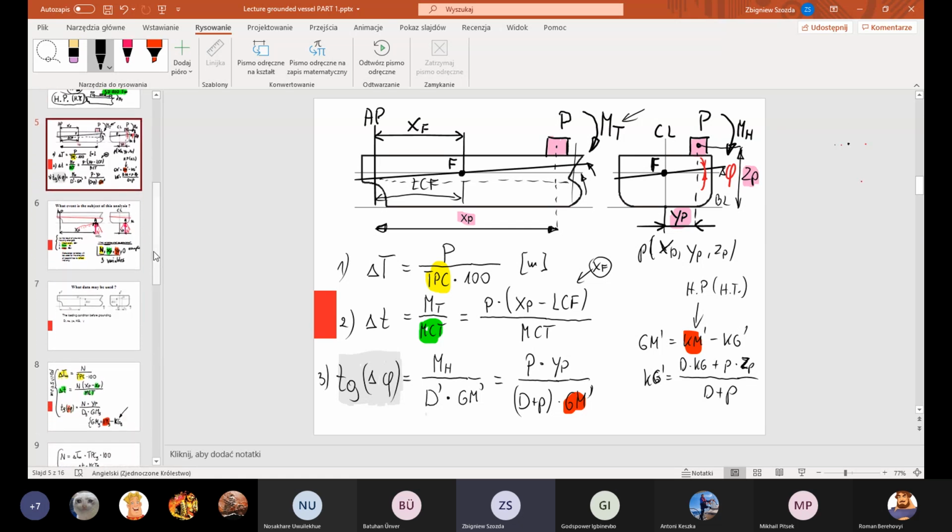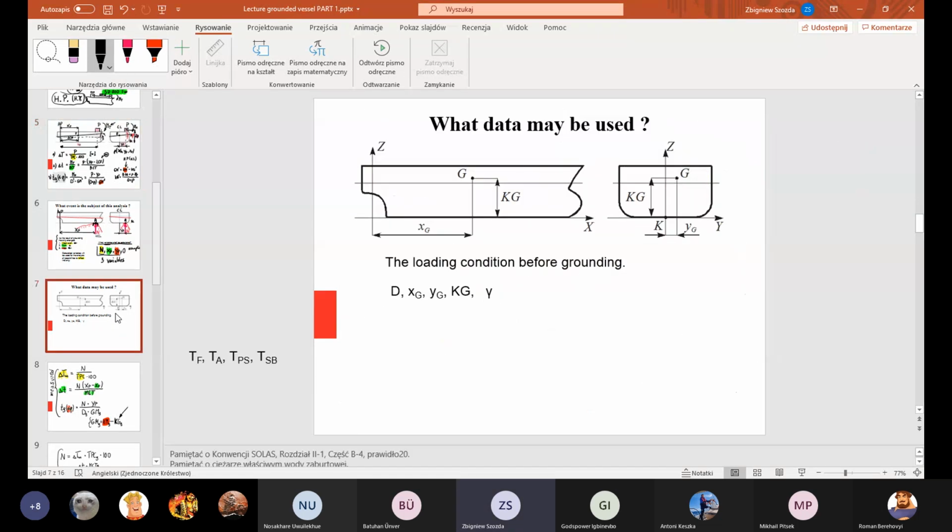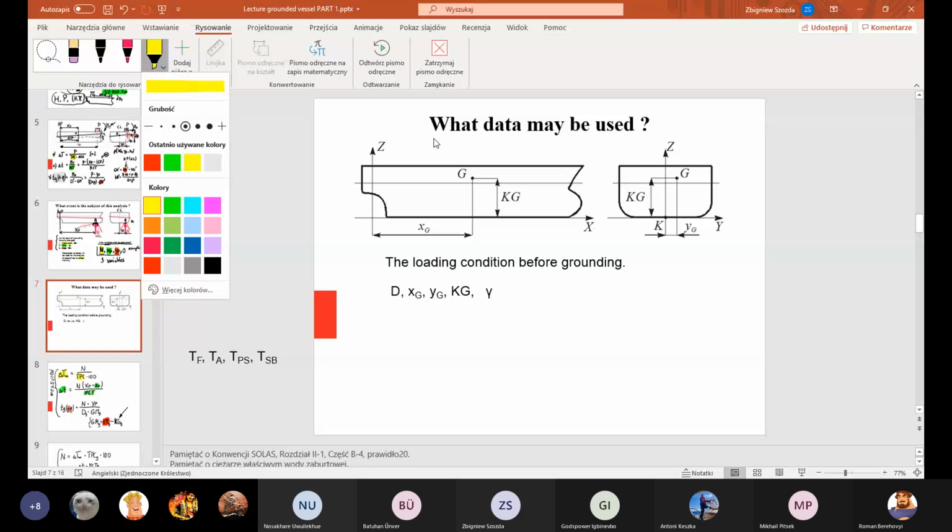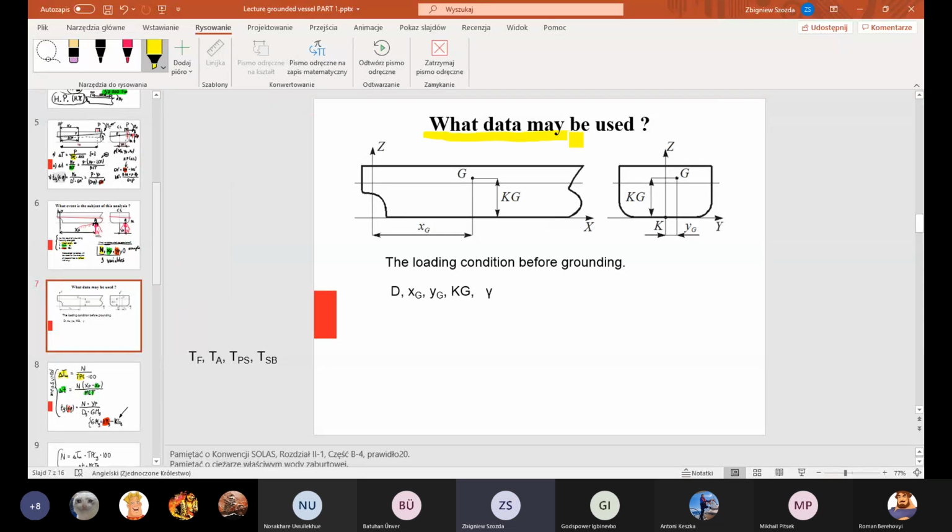And it seems to me that Batuhan or somebody else started to answer the question how to do it, and I will focus now on what data may be used for calculations.